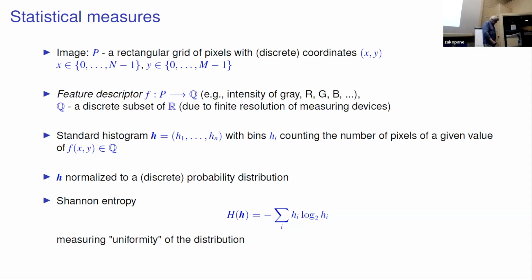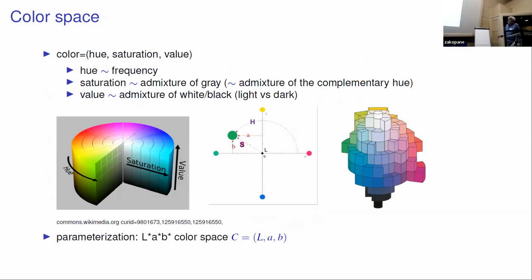So we can refine this, and the refinements usually take into account the fact that color space is actually a three-dimensional space. This is not the RGB space, red, green, blue, because RGB is actually two-dimensional. But color can be described by hue, saturation, and value.